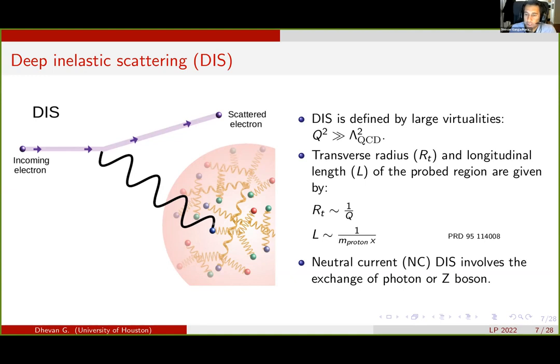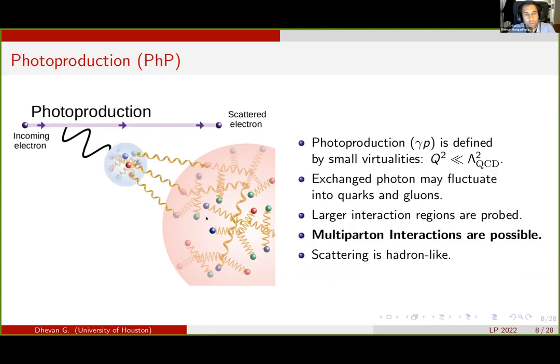Neutral current DIS involves the exchange of a photon or a Z boson. The other regime of interest, which was the main interest of this last analysis on ZEUS that I performed, is photoproduction. That's the case where the virtuality of the exchanged photon is near zero, so it's nearly a real photon. This photon can fluctuate into quark and gluon matter, and that matter then scatters with the proton. So this initial collision is more hadron-like.